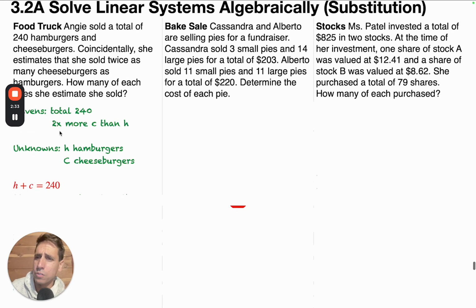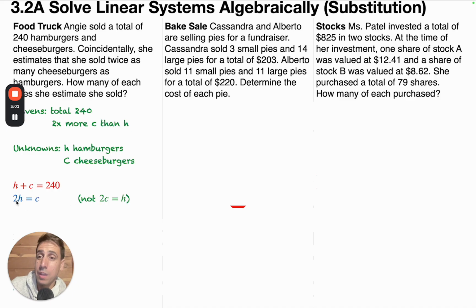This next one's a little trickier. 2 times more C than H. You might be tempted to see that 2 is next to C and further away from H. That's the natural inclination. Even in the word problem, it says she sold twice as many cheeseburgers. And if you stop there and write 2C down, it's actually going to be incorrect.